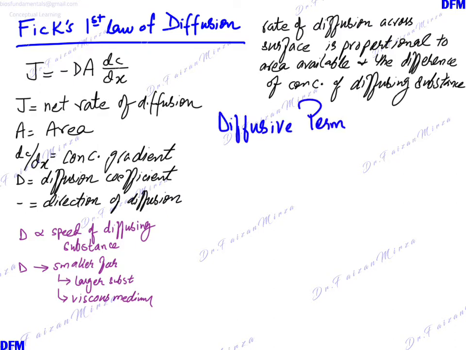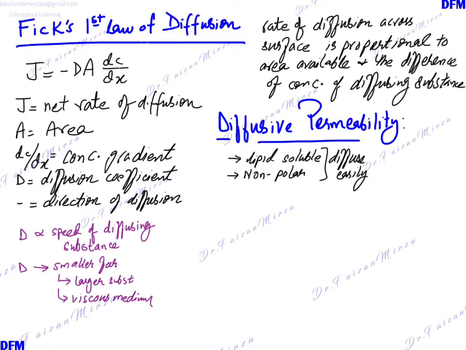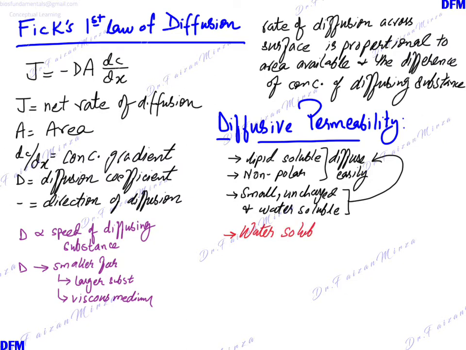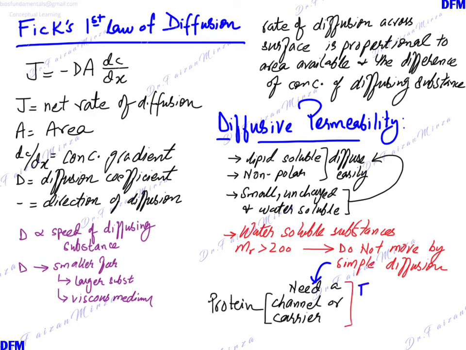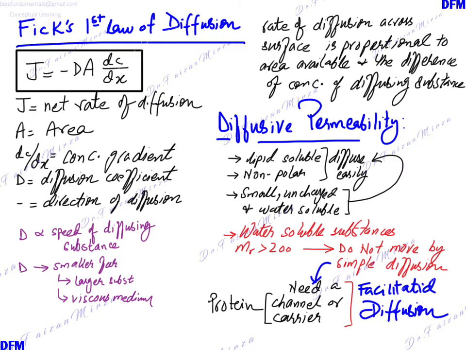Diffusive permeability basically tells you which substances can cross the lipid bilayer. Lipid soluble substances which are non-polar in nature diffuse easily, and small uncharged water soluble substances can cross the membrane very easily, whereas any substance which is water soluble and whose molecular weight is greater than 200 cannot move through the membrane by simple diffusion alone. It needs facilitation through a transport protein, which could either be a channel protein or a carrier protein, and that's called facilitated diffusion.